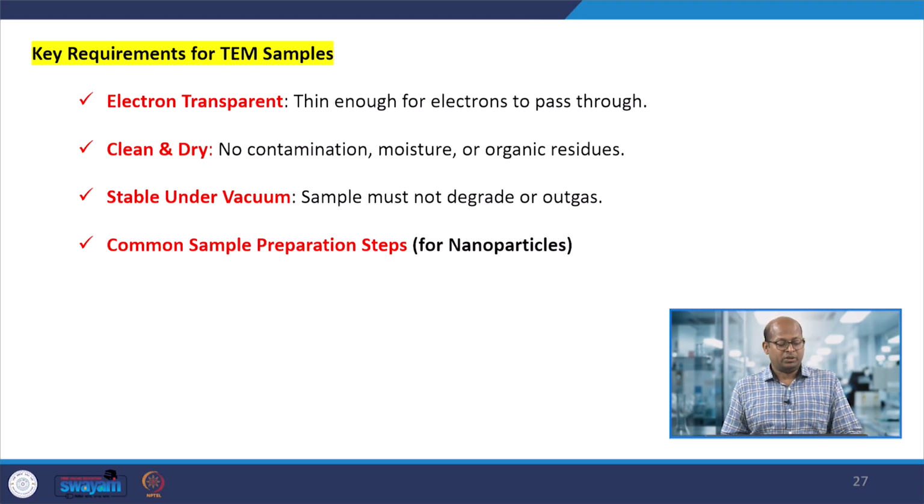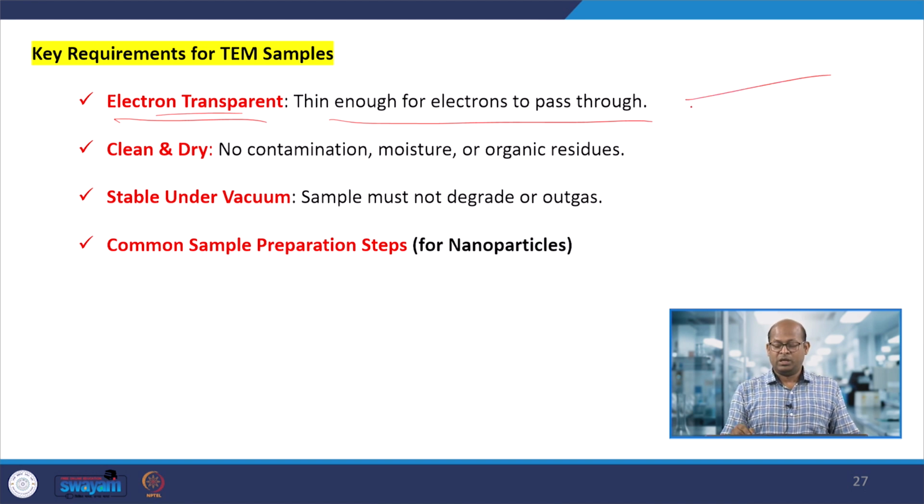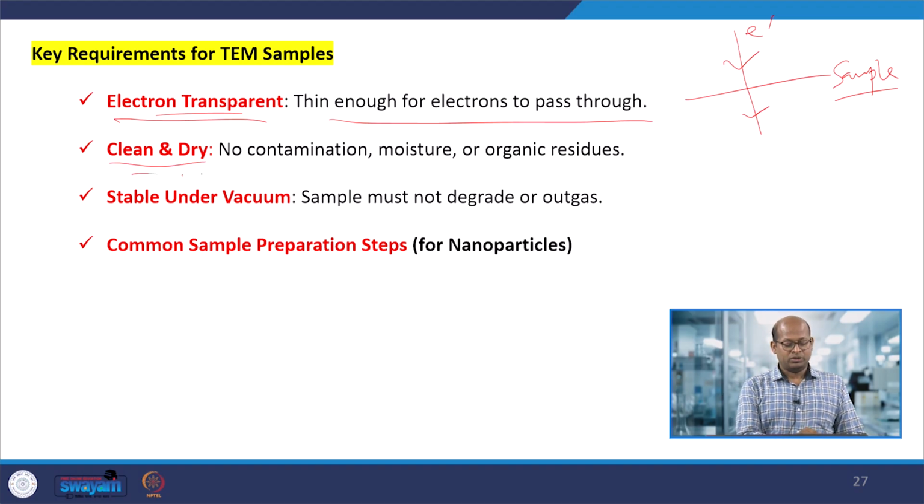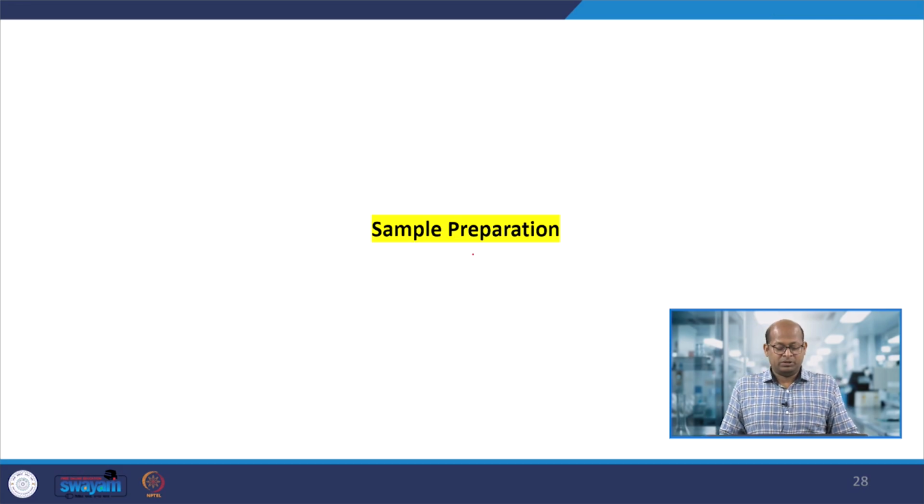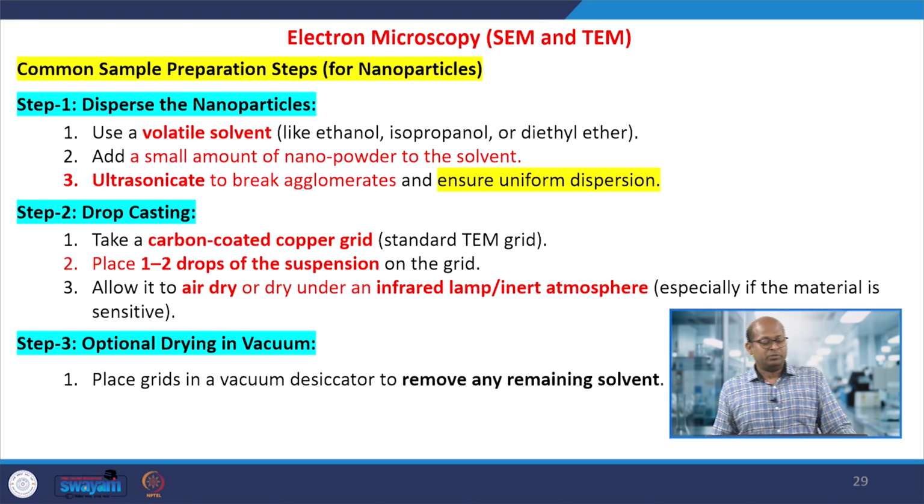So here are the key requirements for TEM samples. The sample must be electron transparent, meaning thin enough for electrons to pass through the material. I said that sample preparation is very important. It must be thin enough so that the electron beam passes through the material, otherwise we would not get a good image. The sample must be clean, dry and moisture free, of course. Vacuum we have to create, and special sample preparation is very important. I am going to discuss the sample preparation step by step.